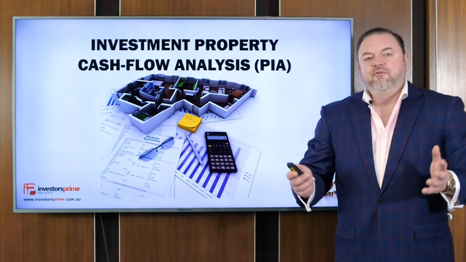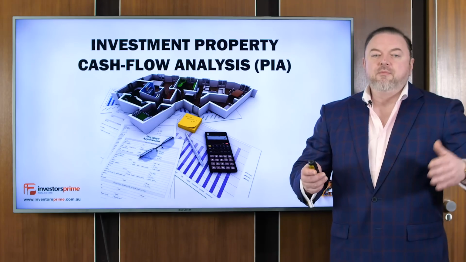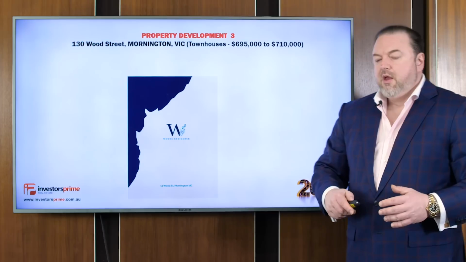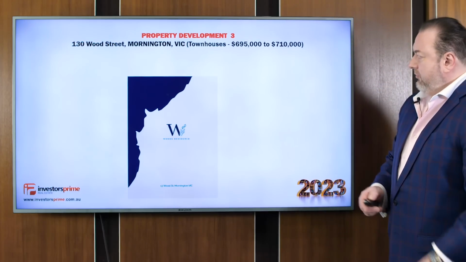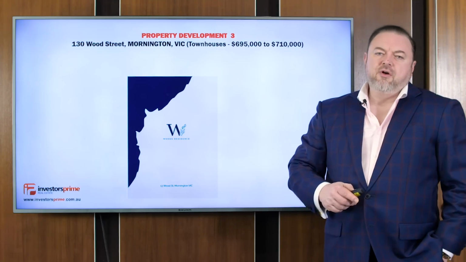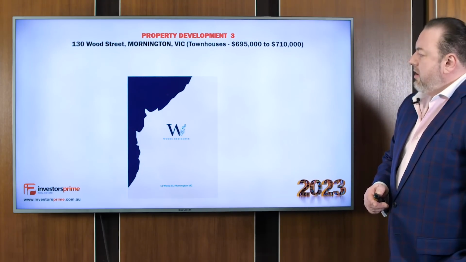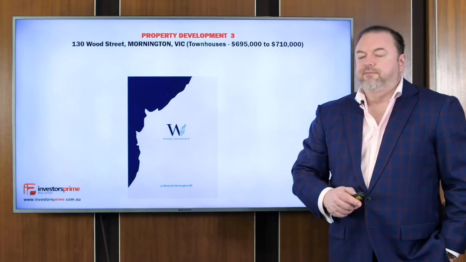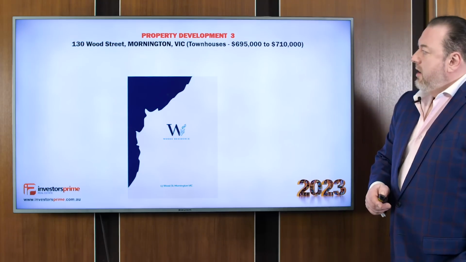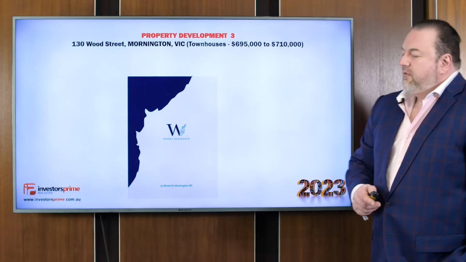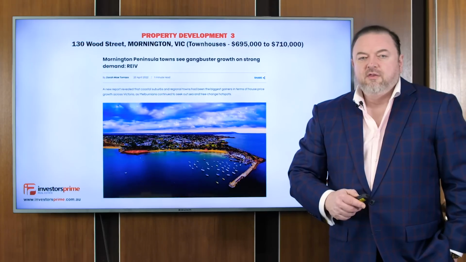It also helps me make very educated decisions about when I'm buying my next property, the property after that, and what my clients are doing as well. So I want to show you some real examples, guys. I don't want to talk hypotheticals. This is a project that we have in Mornington, which is my cheapest project that I've sourced for a long time. It's 130 Wood Street in Mornington. It's $695,000 for 2-bedroom townhouses.